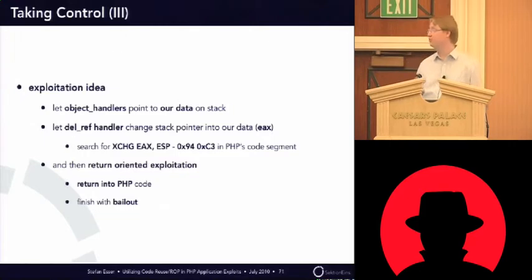So the idea of the exploit is very simple. You have an object handler table, which is actually your data on the stack, and the second entry is your delref handler, and you will put the delref handler to an xchg eax, esp followed by a ret. You can search for that by leaking the code segment of PHP remotely, so you can find it in memory. And because the handler table is pointed to by EAX, the xchg eax, esp will change the stack pointer into your buffer. And from there you can just do the normal return-oriented programming.